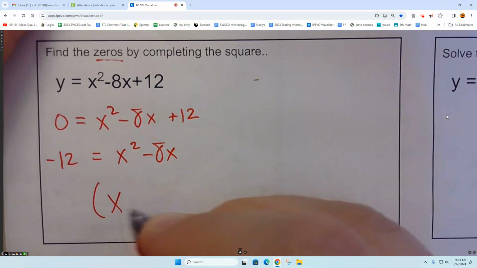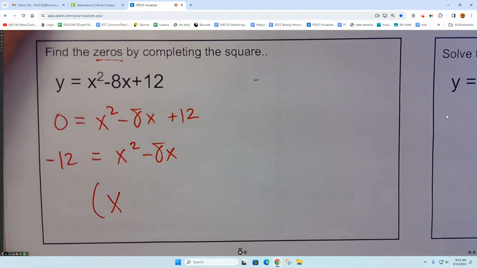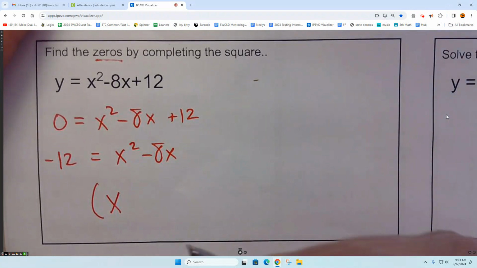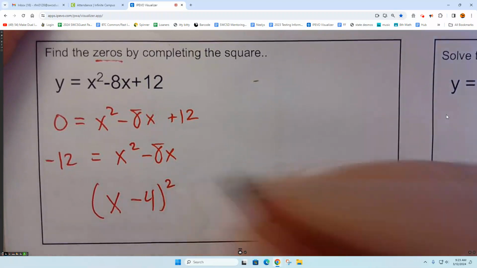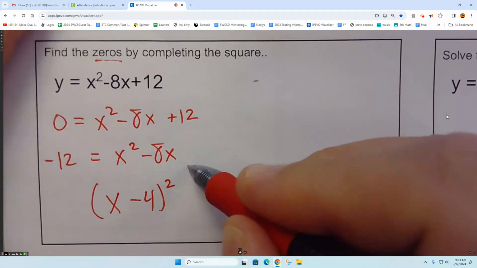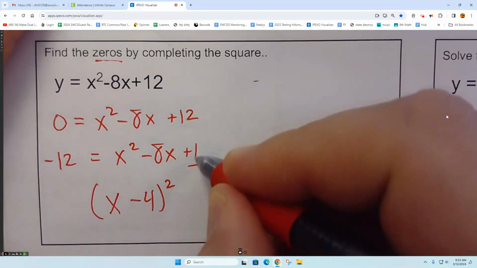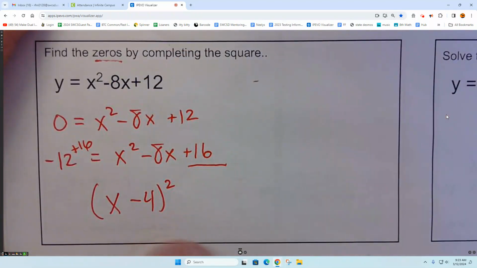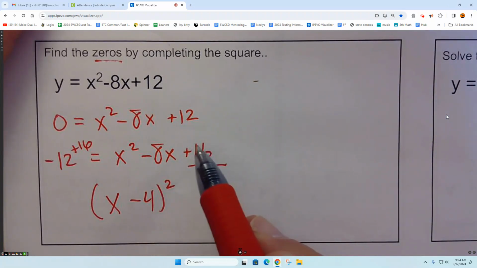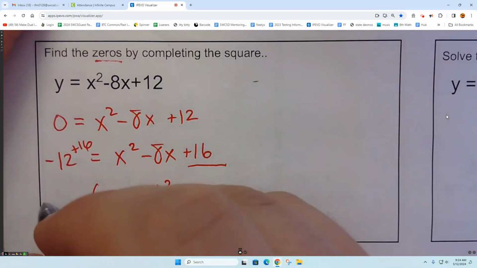We can change this to x minus 4, which means that up here our c is going to be 16. So I got to do that to both sides. Some people are tempted to write plus 16 down here, but it's already in there. That plus 16 is in this. We just have to illustrate what it is up here. So then this equals 4.